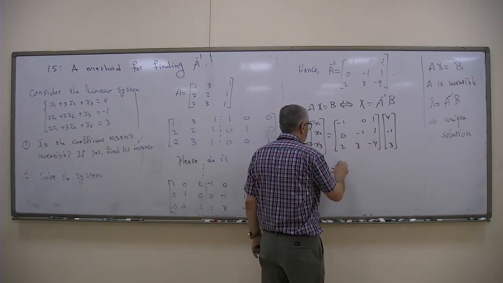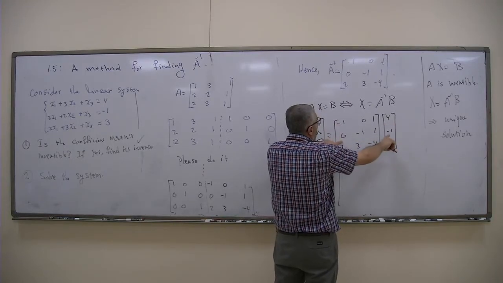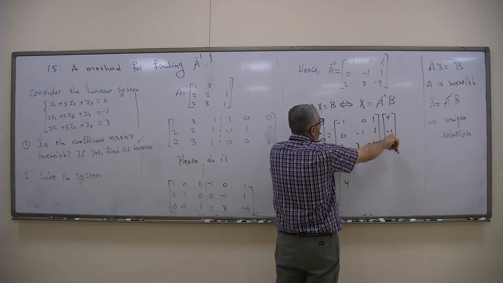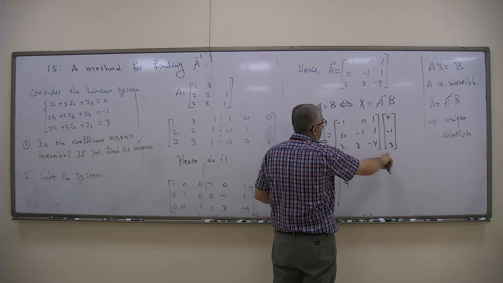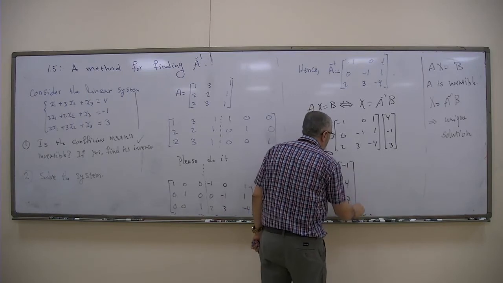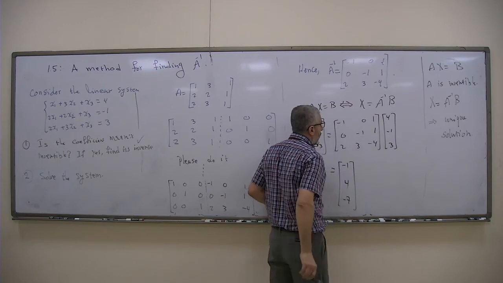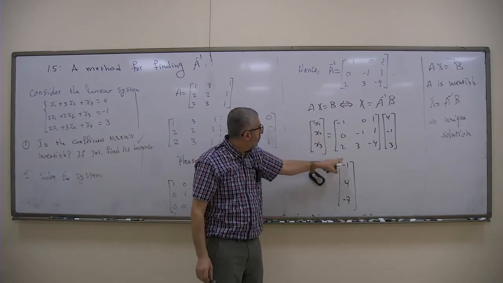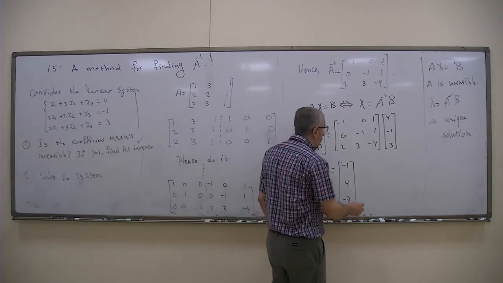You get negative 4 plus 3, negative 1. Here you get 1 plus 3, 4. And here you get 8 minus 3, that is 5, 5 minus 12, that is negative 7. Again, 8 minus 3 is 5. 5 minus 12 is negative 7. So x1 is negative 1, x2 is 4, x3 is negative 7. That is our unique solution.